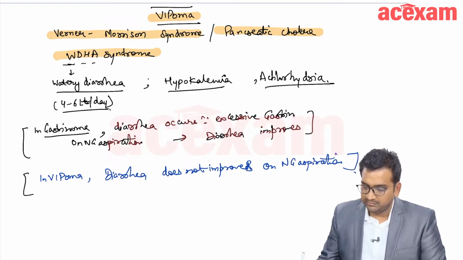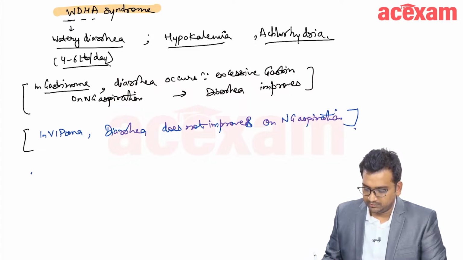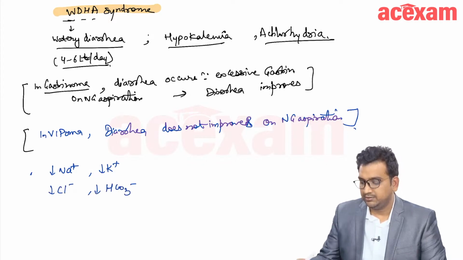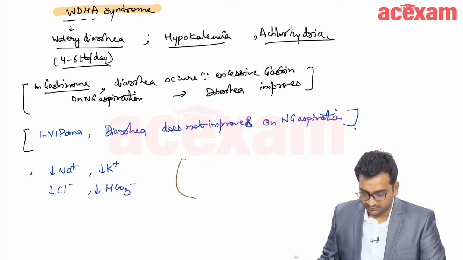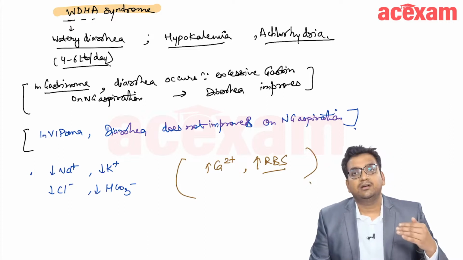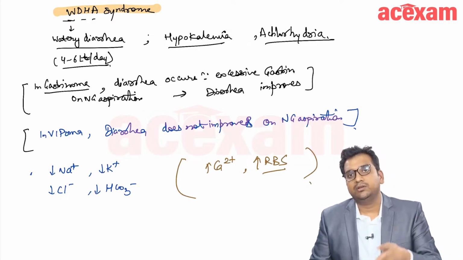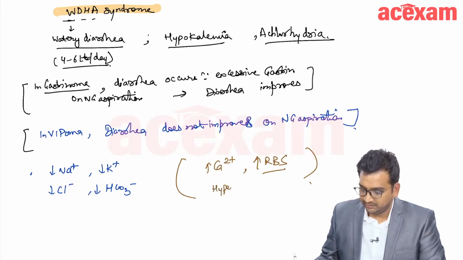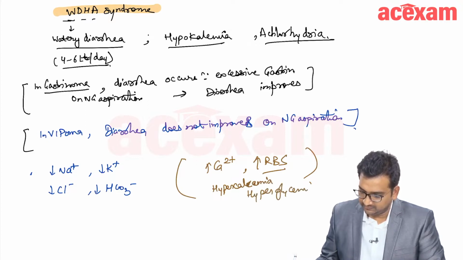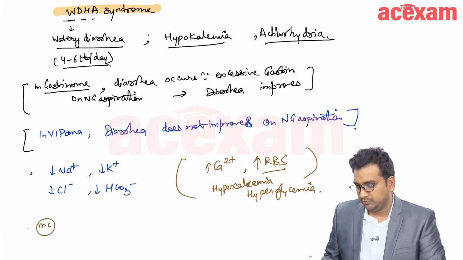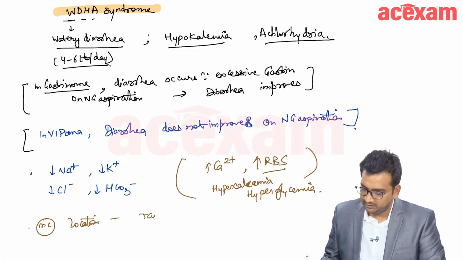Now, there is hypokalemia. What are the other important electrolyte imbalances? There is low sodium, low potassium, obviously. Then there is low chloride and low bicarbonate. But the things that are increasing here are calcium and RBS. RBS or hyperglycemia is there in glucagonoma also, in VIPoma also. So there is hypercalcemia and hyperglycemia. What is the most common location? It is tail of pancreas.